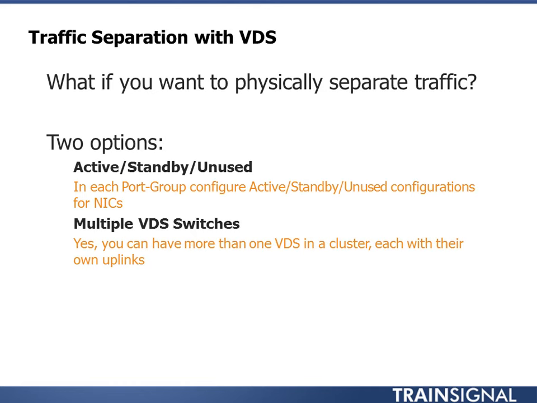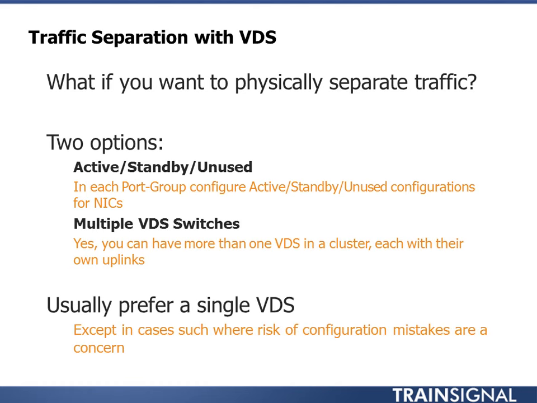If you do active standby unused, number one, document it, and number two, if you get hit by a bus, I'm still going to have to go behind you and make sure that what you did is right and figure out my active standby unused configurations. So I think the multiple VDS is simpler. A lot of my guys that I work with say, no, I want to do active standby unused. They're both technically correct. It's up to you, and we'll look at those in the lab. Like I said, I prefer single, except in cases where risk of configuration mistakes are a concern, because it's really easy to set the wrong NIC as active instead of unused, or standby instead of unused.